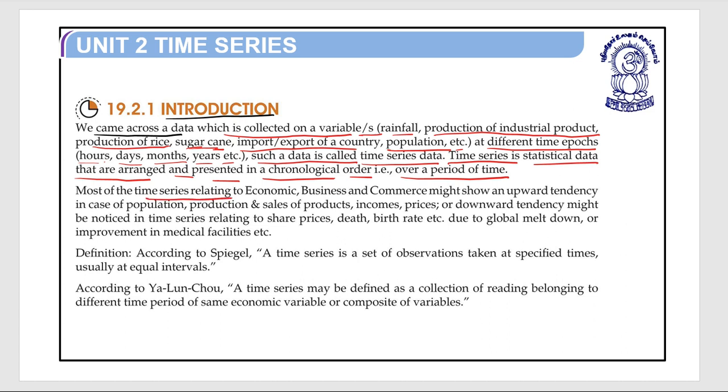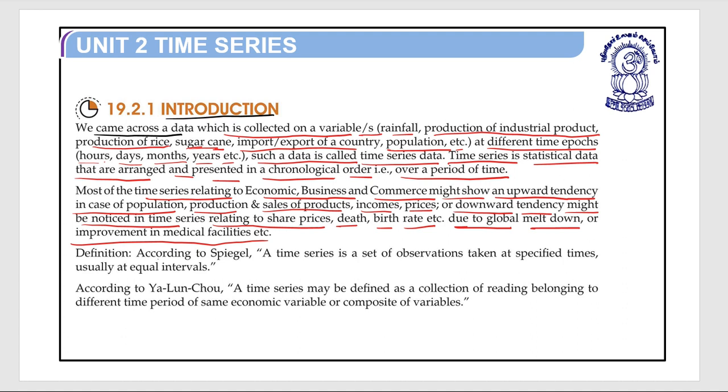Most of the time series relating to economic, business, and commerce might show an upward tendency in case of population, production and sales of products, incomes, prices, or a downward tendency might be noticed in time series relating to share prices, death, birth rate, etc., due to global meltdown or improvement in medical facilities, etc.